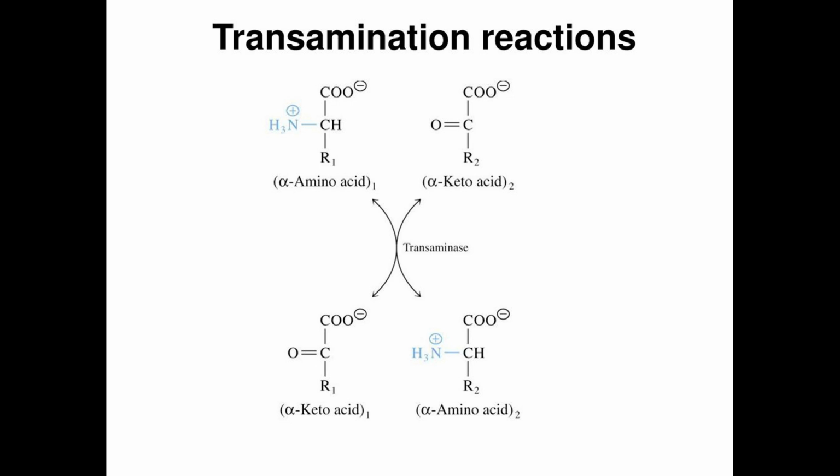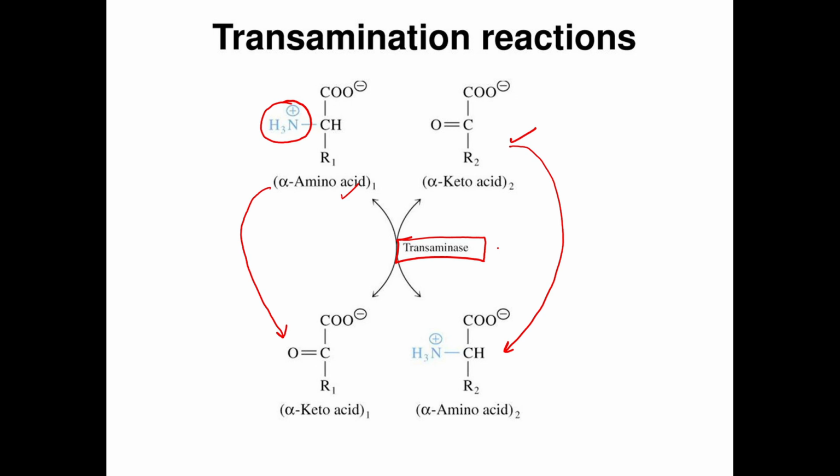A very important reaction in amino acid metabolism is the transamination reaction. In a transamination reaction, an amino acid loses its amino group to a keto acid, and in turn this amino acid itself becomes a keto acid. When the keto acid gains this amino group, it converts into another amino acid. So there is amino acid 1 which loses the amino group and becomes keto acid 1, and keto acid 2 which gains the amino group and becomes amino acid 2. This reaction requires an enzyme called transaminase, which in turn requires PLP as its cofactor.